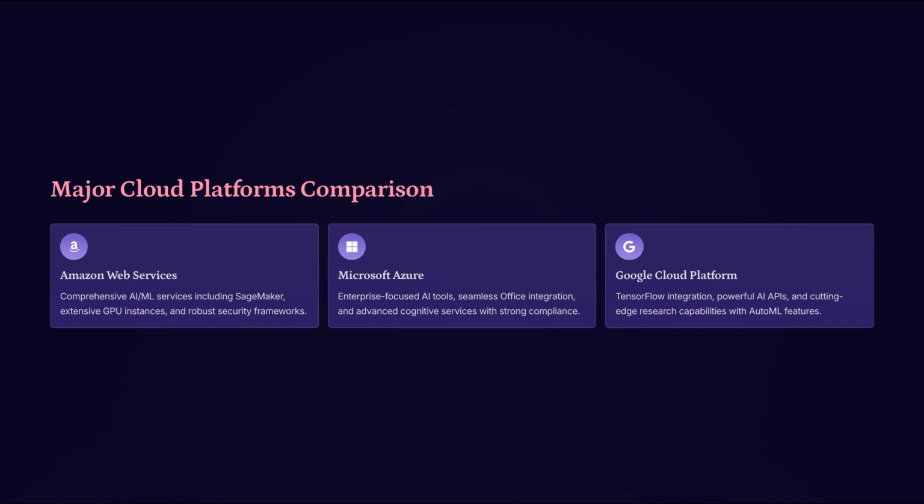Amazon Web Services stands out with its comprehensive suite of AI and machine learning services, including SageMaker, which simplifies the process of building, training, and deploying machine learning models. Their extensive GPU instances support high-performance computing, while robust security frameworks ensure data protection.